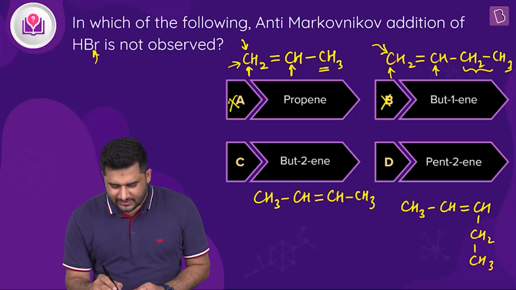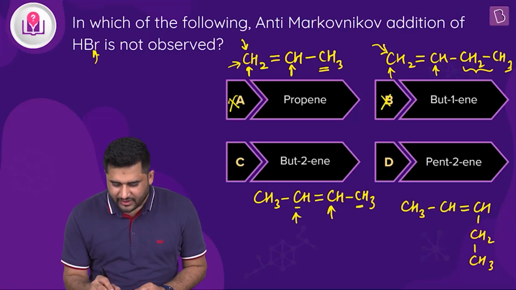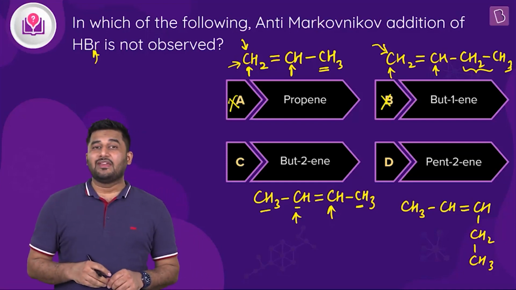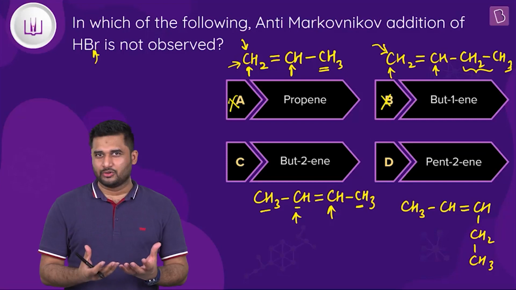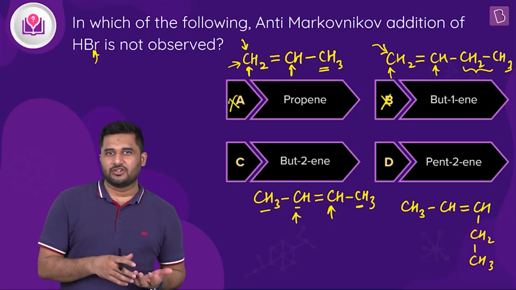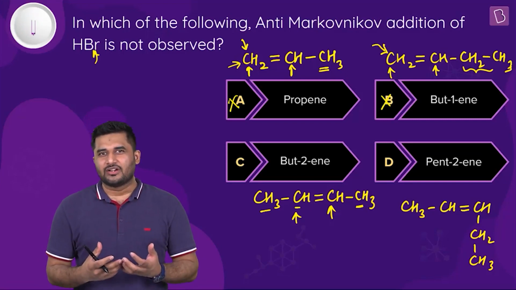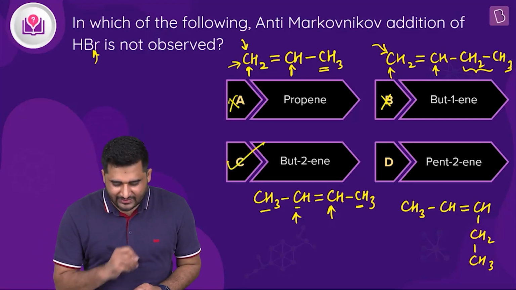Moving to option C, here both of these double bonded carbons have one hydrogen and one methyl group, which means the number of substituents is the same on both the carbons. None of these is more substituted or less substituted. They are equally substituted. So here anti-Markovnikov's addition will not be observed. So this is the right answer.